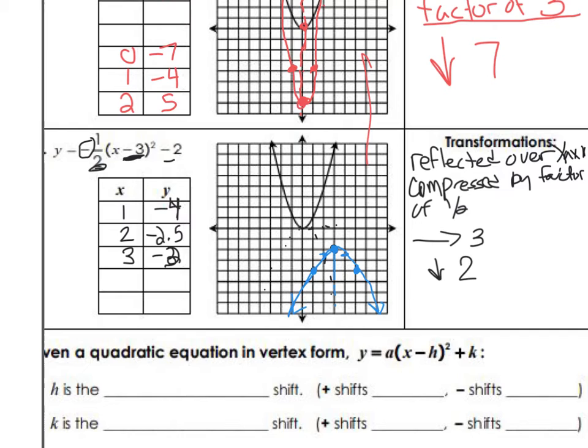Okay, so it's squished out a little bit. It shifted to the right 3, and it shifted down 2. And it flipped.